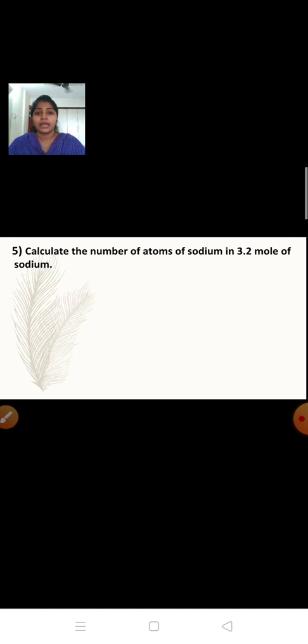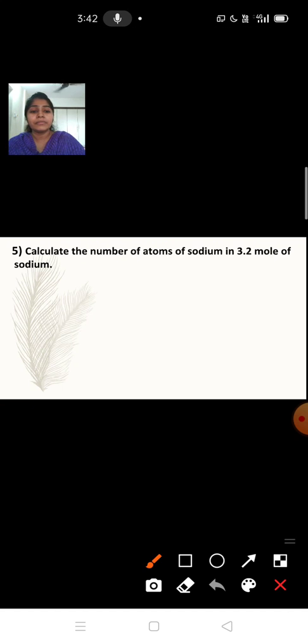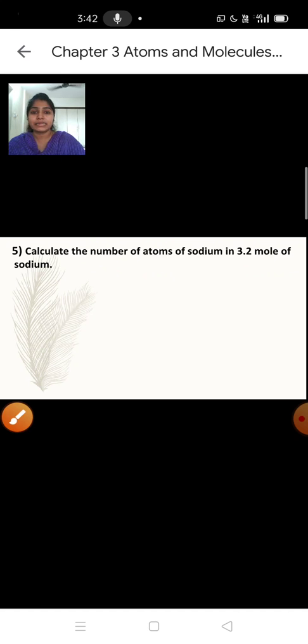Okay, so we'll continue. So this will be the fifth numerical. Let's read. Calculate the number of atoms of sodium in 3.2 mole of sodium. So over here what is given? Mole is given. 3.2 mole of sodium is given. And what we have to find out? We have to find out number of atoms. So from mole you have to calculate the number of atoms. Let's see how to do this.